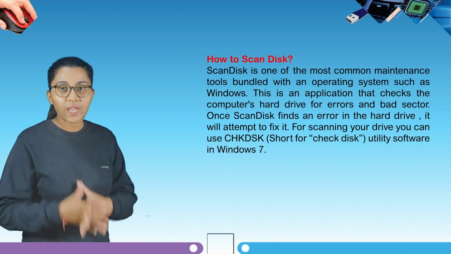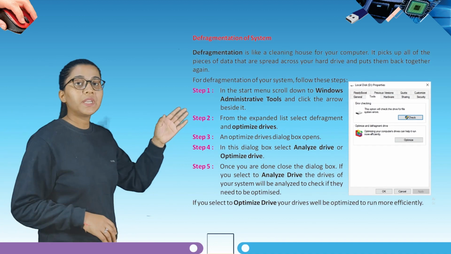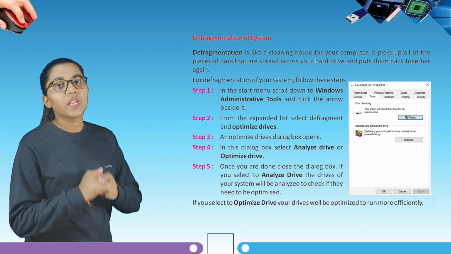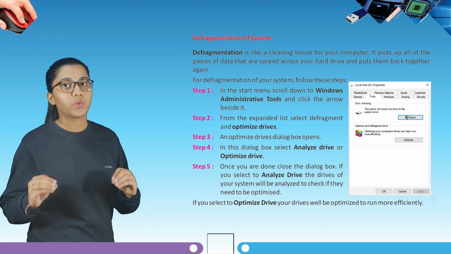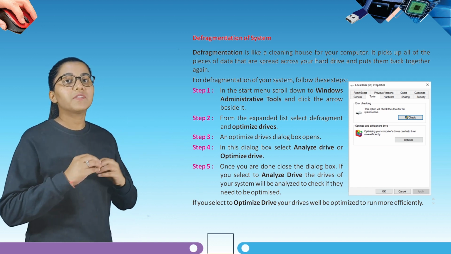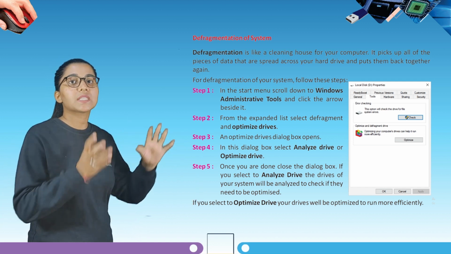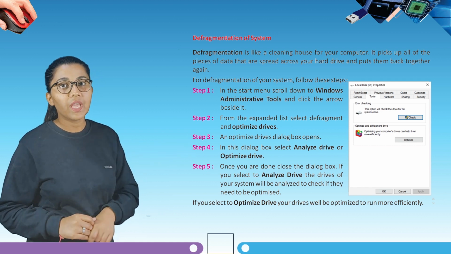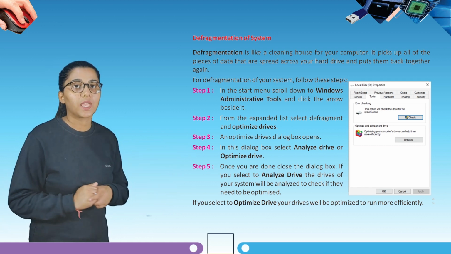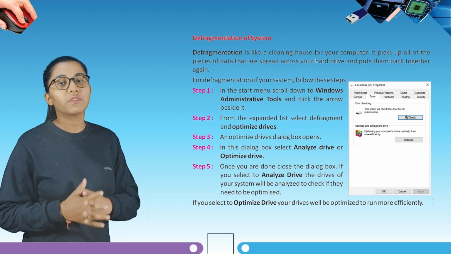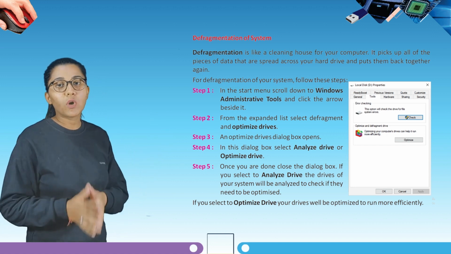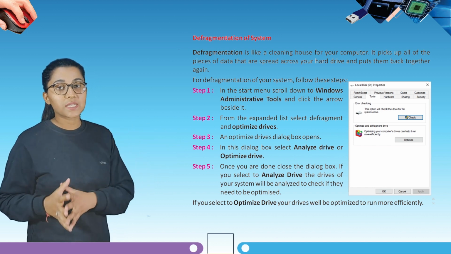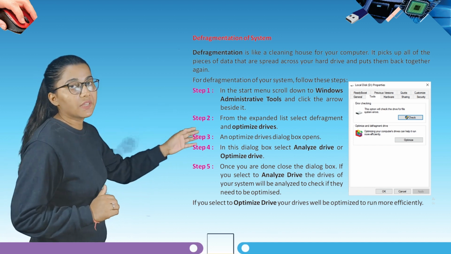Now students, our next topic is defragmentation of the system. Defragmentation is like cleaning house for your computer. It picks up all of the pieces of data that are spread across your hard drive and puts them back together again. For defragmentation of your system, follow these steps. So students, if you want to defragment your system, you have to follow the given steps.